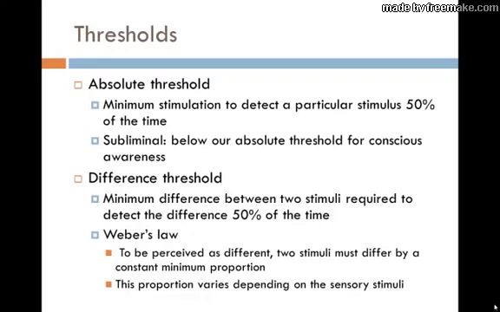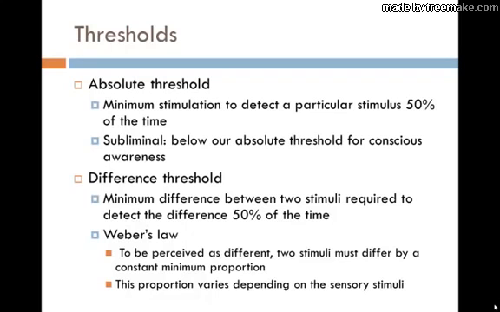The second type of threshold is a difference threshold. This is the minimum difference between two stimuli for us to detect it 50% of the time. A good example would be two sounds that are very similar, and the difference threshold is the minimum difference that they need to have for us to detect that they're two different tones 50% of the time.